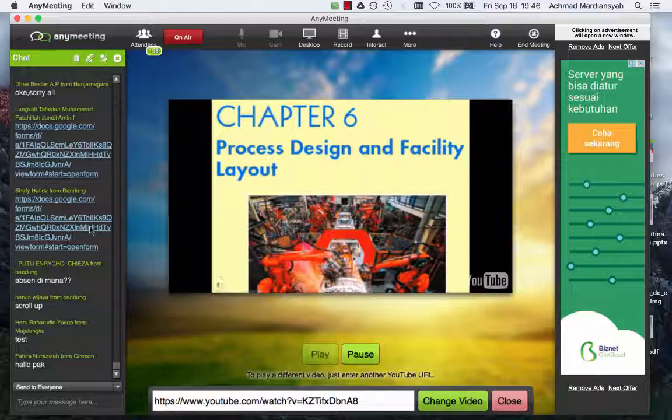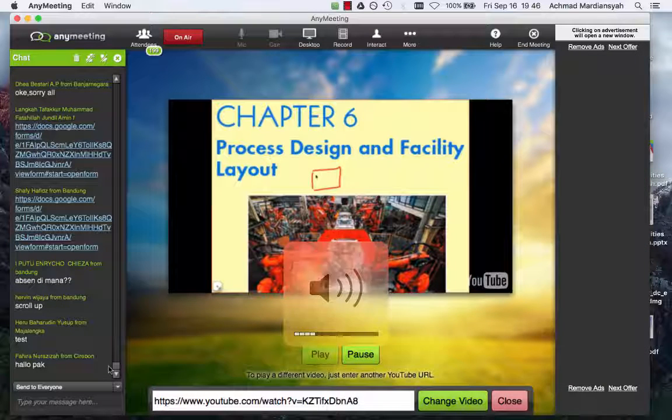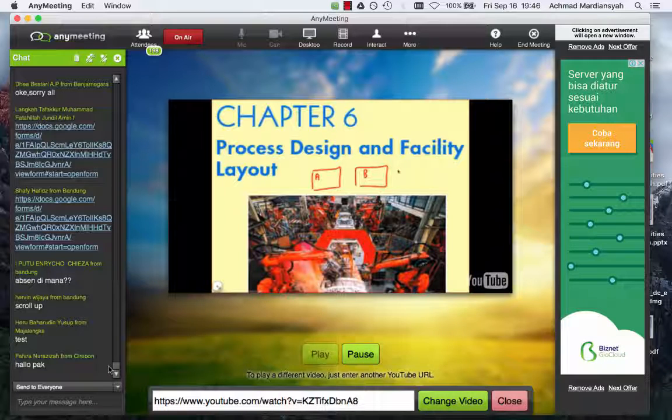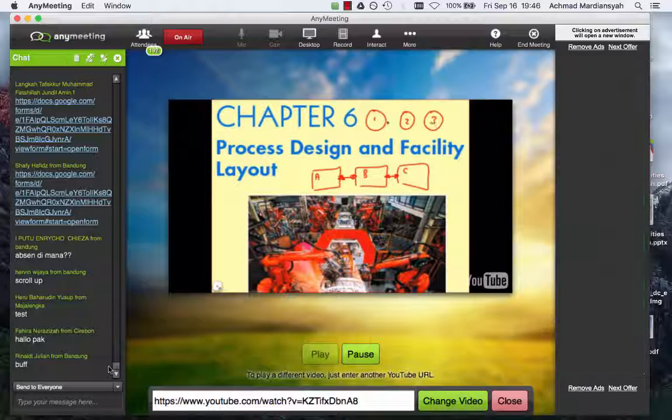Hi, welcome to Chapter 6, Process Design and Facility Layout. This is video number 2. In the first video we looked at assembly line balancing. In this one we're going to look at facility layout. And here's the idea. We have 3 physical regions of our plant. We'll call them A, B, and C. And there's some distance between them. I don't know if they're actually physically arranged like this, but there are distances between them and we can measure those. We also have 3 departments. We'll call them 1, 2, and 3.